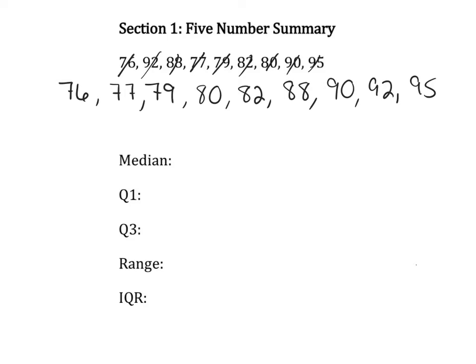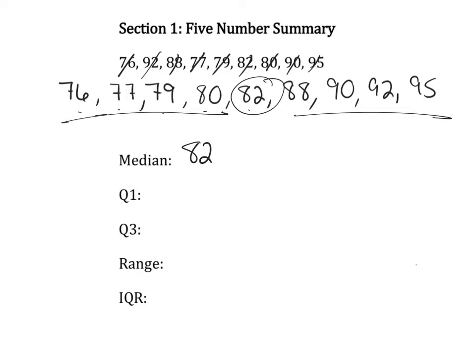Okay, and I always double check by counting. I have 1, 2, 3, 4, 5, 6, 7, 8, 9 numbers. So we're good. So the median is the number in the middle. So we have 9 numbers, so the middle number should be the 5th. So I have 4 over here and 4 over here, so that is true. 82 is my median, and it's right in the middle.